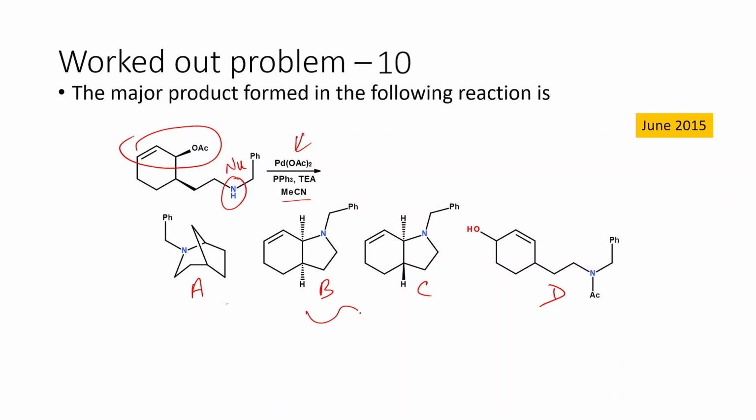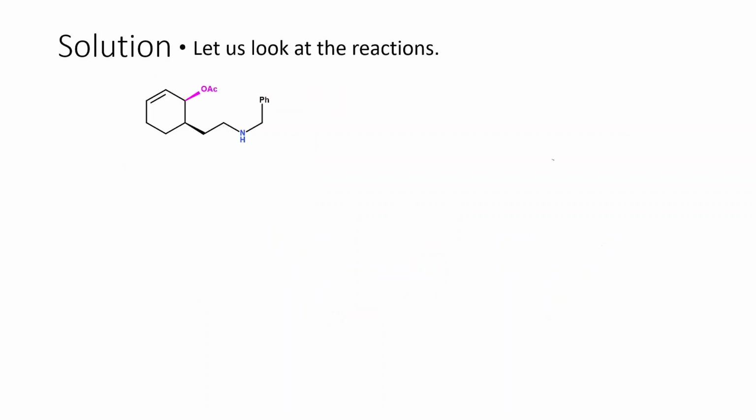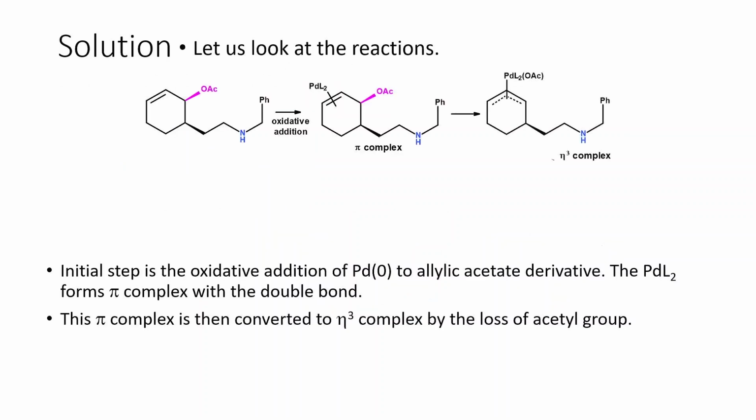Because if you look at B and C, the stereochemical orientation of the ring junction is, in one case cis, another one trans. So that means the nucleophile will come and attack this particular carbon either from the same side or from the opposite side. So that's the only thing we have to figure out. So in other words, either B or C may be the expected product. So let us look at what are the different steps that are involved in this reaction.